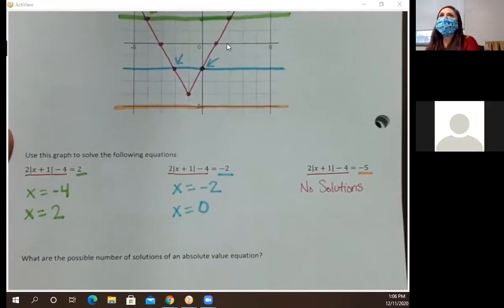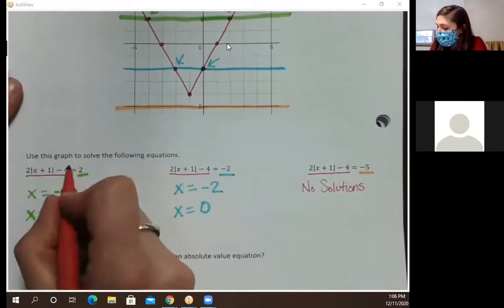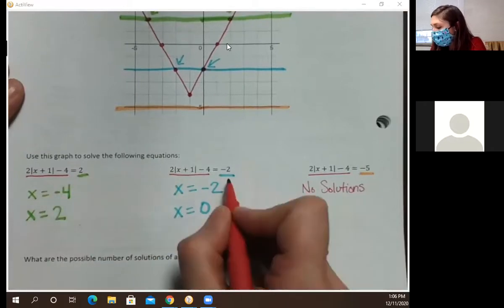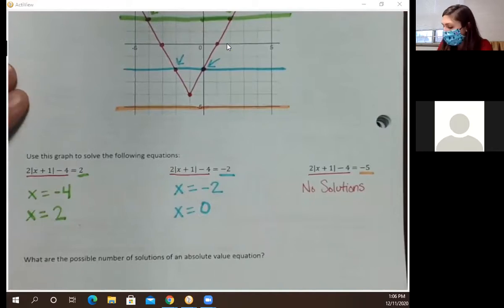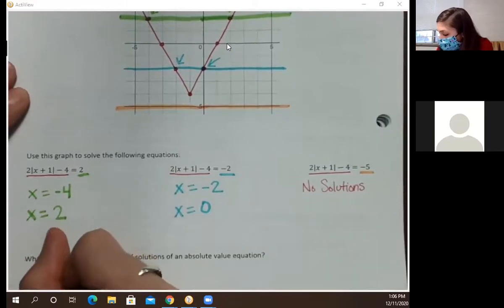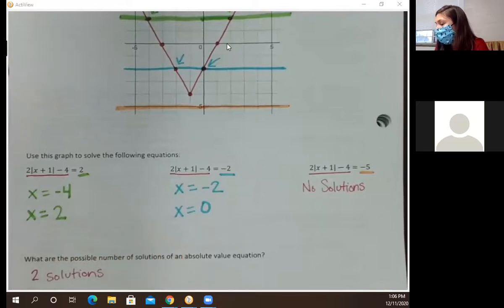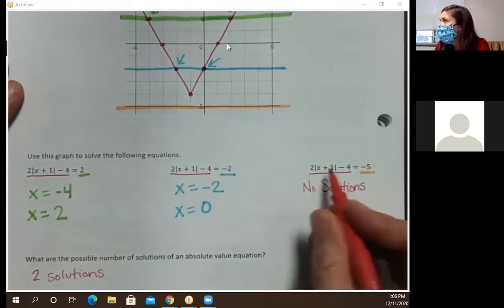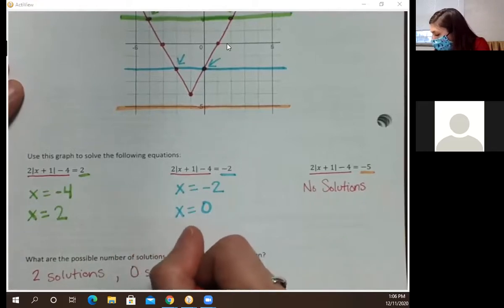And now let's take a look at how many solutions we can have for our absolute value function. Okay. So when we had our function equal to 2 and negative 2, how many solutions did we have? 2. So we could potentially have 2 solutions. That's an option. We also had an example where we had no solutions, right? So I could have 0 solutions. That's an option.